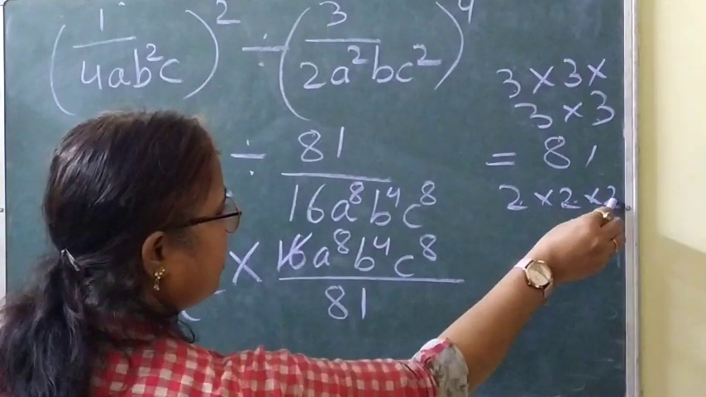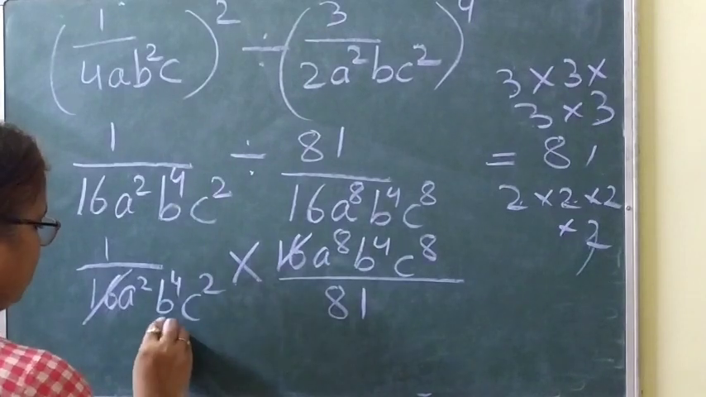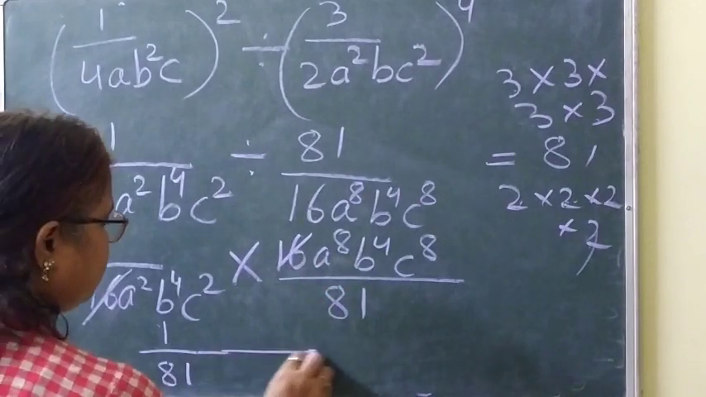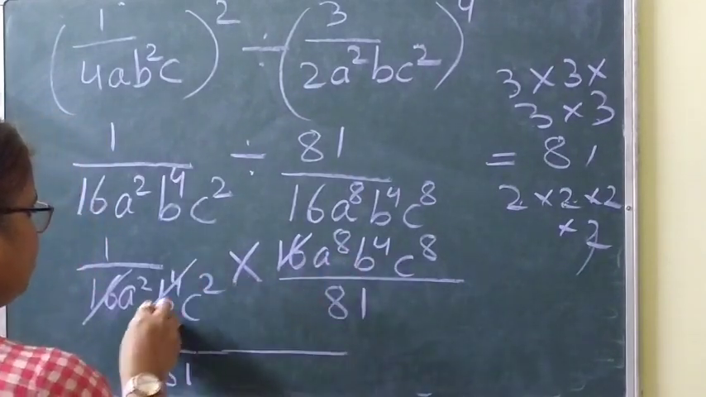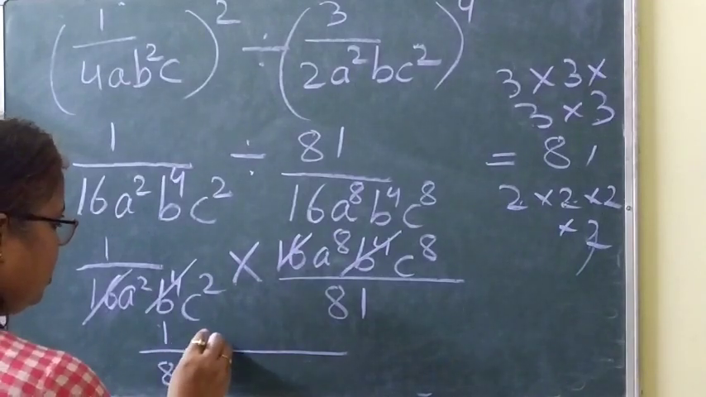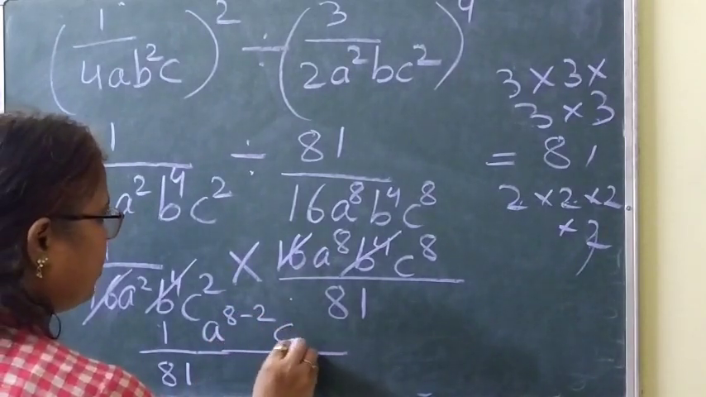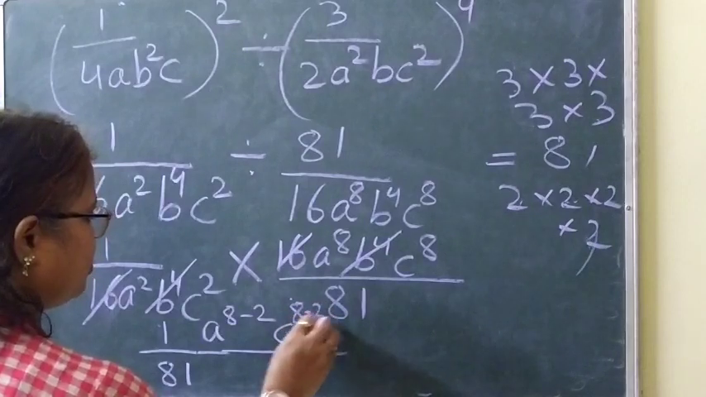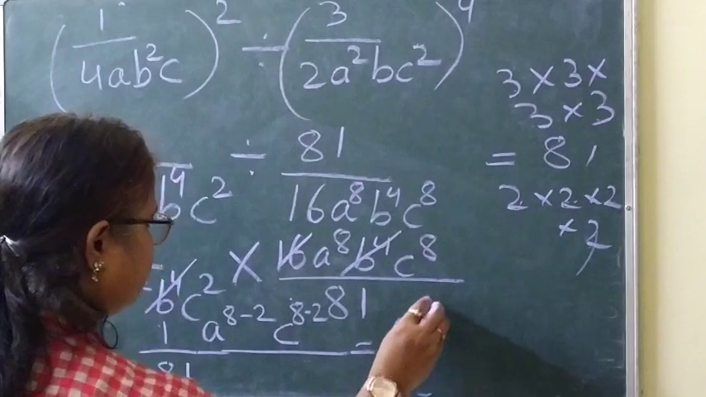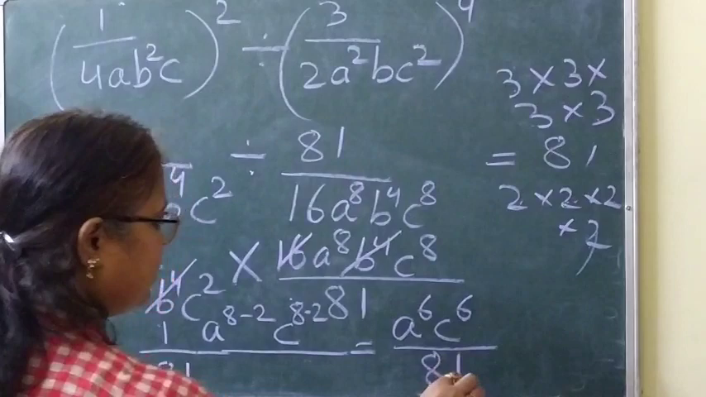2 2s are 4, 4 2s are 8, 8 2s are 16. So 1 by 81. So we will write here 1 by 81. Now A to the power 8 and B to the power 4. So B to the power 4, B to the power 4 cancel. Clear? So we can write here A to the power 8 minus 2 and C to the power 8 minus 2. Okay. So final answer will be what? A to the power 6, C to the power 6 divided by 81.